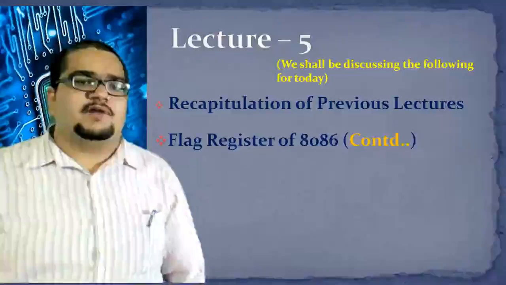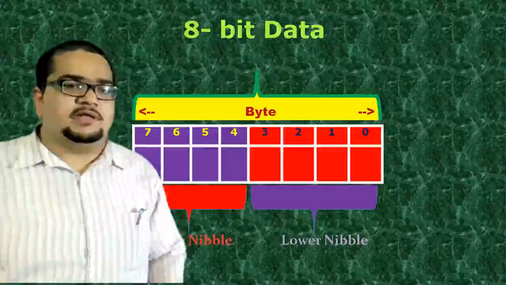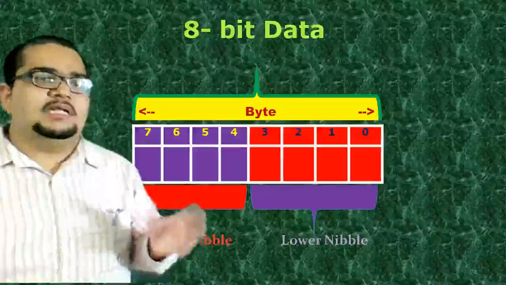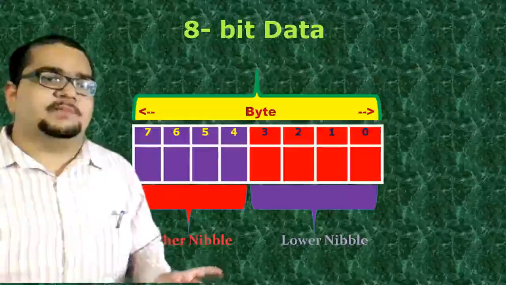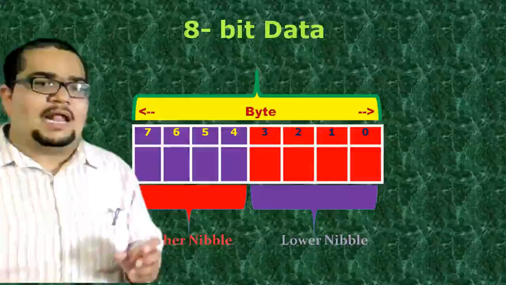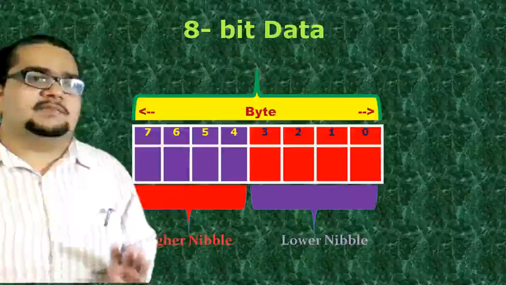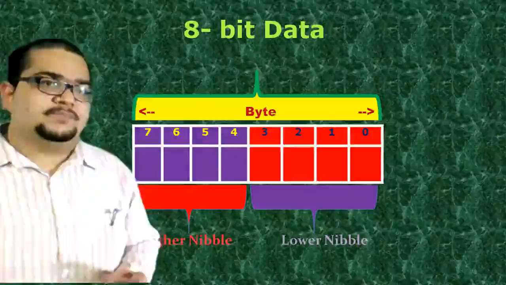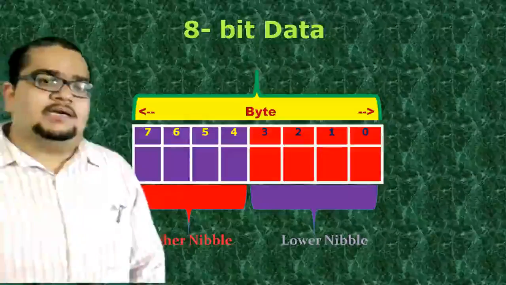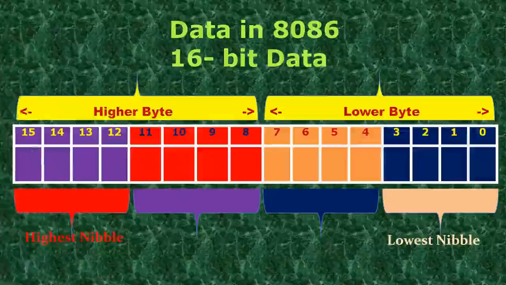So in lecture 5 we have elaborately discussed the different flag bits, and before that I will give you an understanding of the data structure, 8-bit data, how it looks, 0th bit position to 7th bit position, total 8 bits. Here it has a lower nibble and a higher nibble, 2 nibbles. A nibble is nothing but a collection of 4 bits. A byte is nothing but a collection of 8 bits.